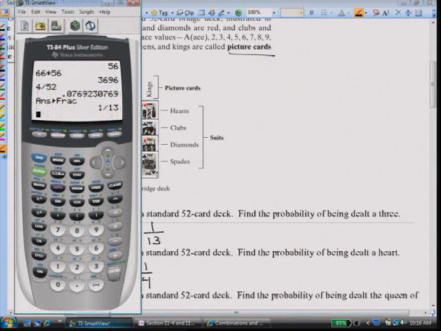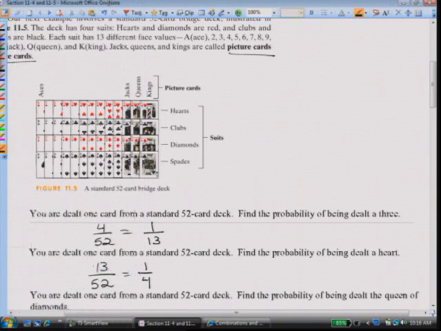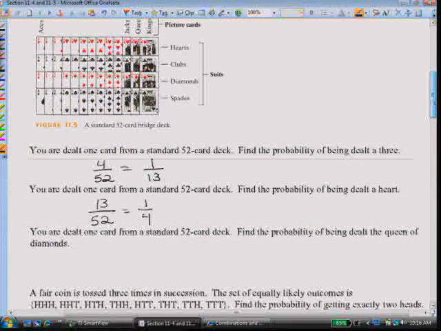But you could do that with your calculator. You could do 13 divided by 52, and then do math frac if you don't know that 0.25 is 1/4. All right, now we want the probability of being dealt the queen of diamonds. 1 in 52. There's only one queen of diamonds, 1 out of 52.